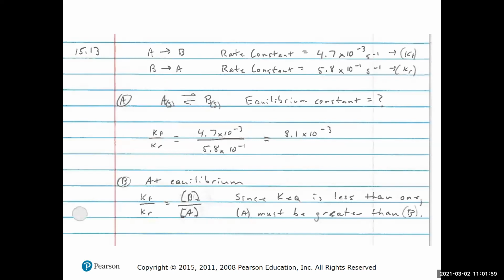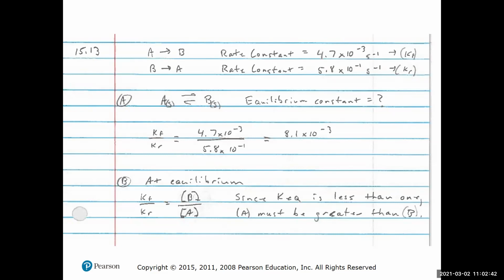So the first one I'd like to look at is 15.13. In this one, we're told we have a gas phase reaction, one A going to B and the other B going to A, and we're given rate constants for each of those. The first thing we need to calculate is the value of the equilibrium constant for A going to B. For A to B, the rate constant is 4.7 times 10 to the minus 3 inverse seconds. So that's the forward rate constant.